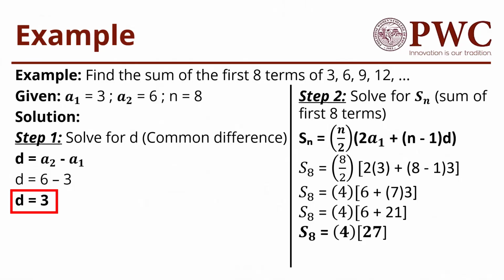Then we multiply 4 and 27, we got 108. So the sum of the first 8 terms is 108 for the arithmetic sequence 3, 6, 9, and 12. Okay, that concludes our arithmetic sequence.